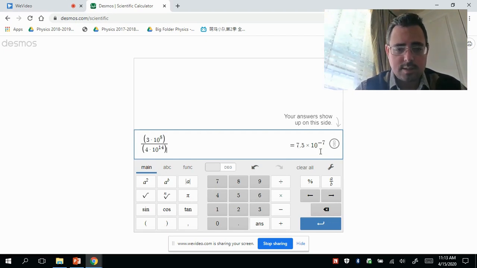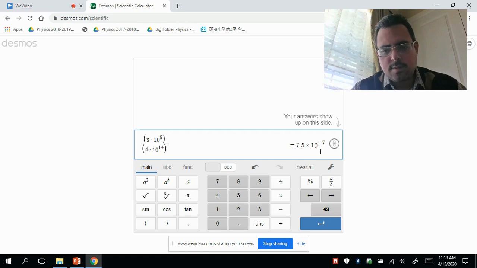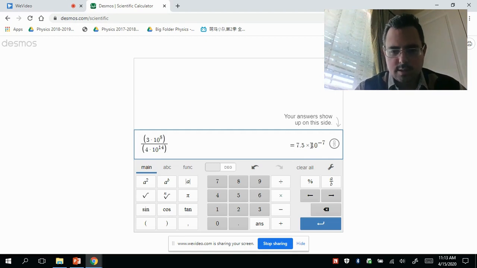7.5 times 10 to the minus 7. That's how long our wavelength is. Is that a big number or a small number? Correct, that is a small number. The minus 7 means you would take the decimal point and move it 7 spaces to the left, and that would give you a bunch of zeros in front of the 7. So that's a small number.